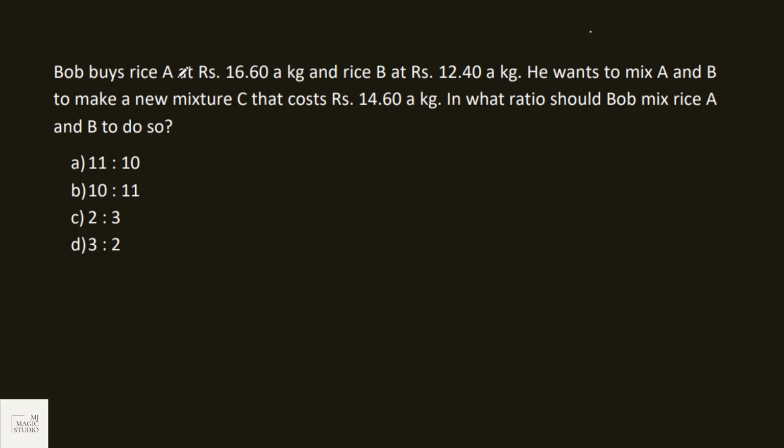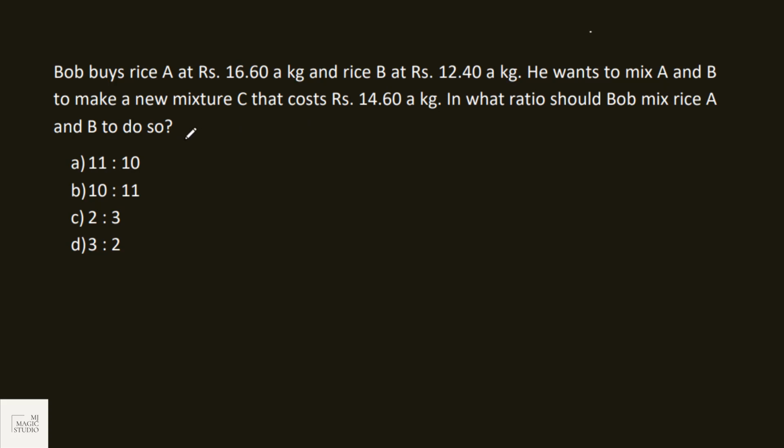Bob buys rice A at rupees 16.60 a kg and rice B at 12.40 a kg. He wants to mix A and B to make a new mixture C that costs rupees 14.60 a kg. In what ratio should Bob mix rice A and B to do so?